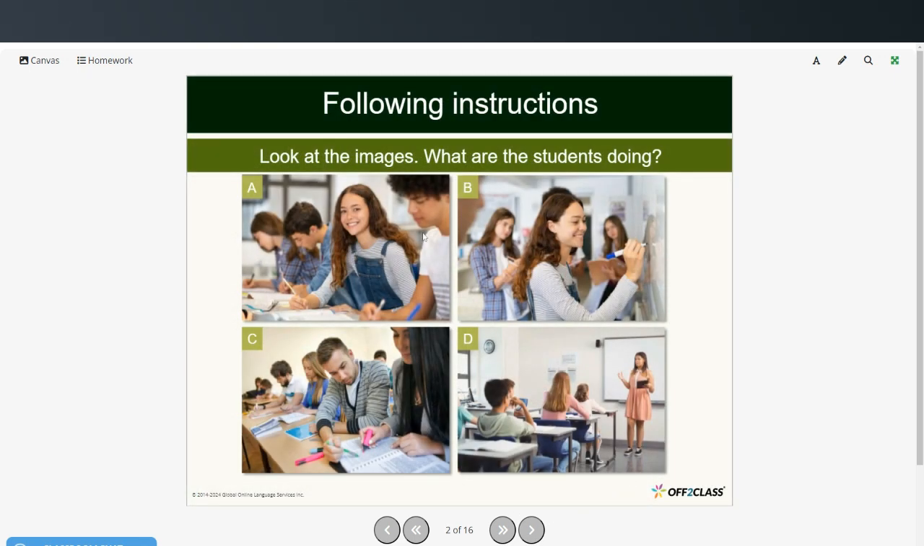So look at the images and see if you can tell what the students are doing. Here it looks like they're taking notes or maybe writing in their workbook. Here they're writing on the board. Here it looks like they're highlighting something in their books. And here it looks like this student is giving a presentation to the rest of the class.